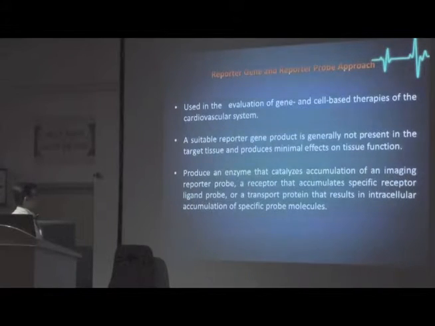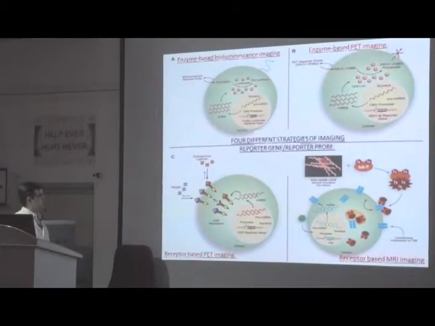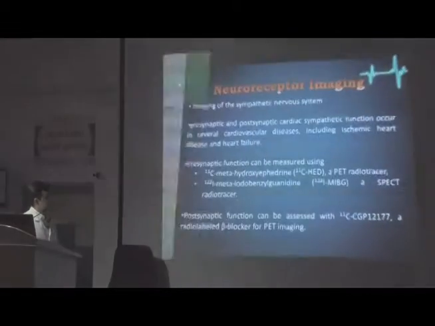The reporter gene and reporter probe approach. Used in the evaluation of gene and cell-based therapies of the cardiovascular system, a suitable reporter gene product is generally not present in the target tissue and produces minimal effect on tissue function. There are four different strategies of imaging reporter gene probes: enzyme-based bioluminescence, enzyme-based SPECT, receptor-based SPECT imaging, and receptor-based MRI imaging.